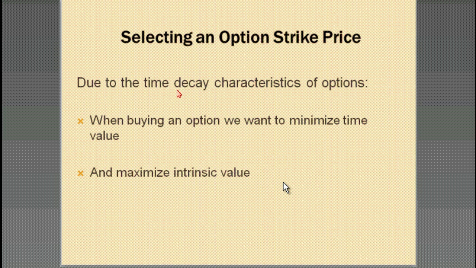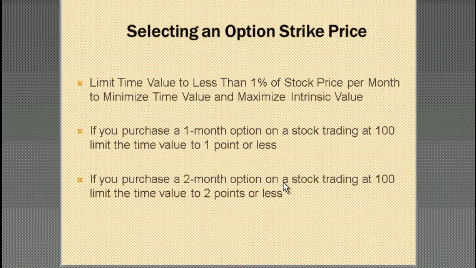So these time decay characteristics of options, when you're buying an option, you want to minimize the time value because that's going to decay to zero, and you want to maximize the intrinsic value. So I've come up with a simple rule of thumb for selecting these option strike prices called the 1% rule. So we want to limit the time value of the option to less than 1% of the stock price per month. And if we do that, that will minimize the time value of the option and maximize the intrinsic value.